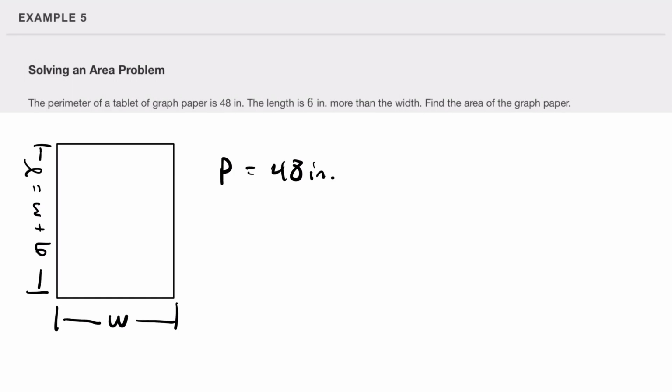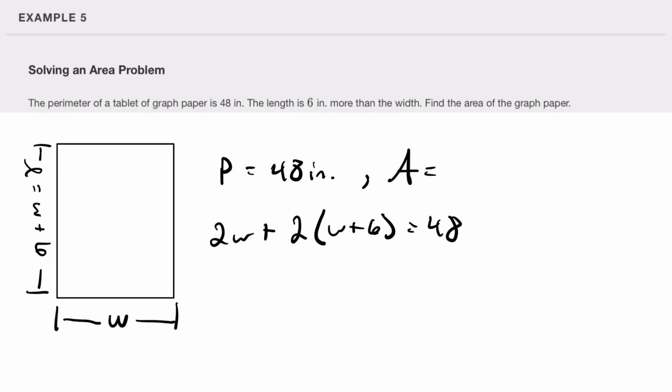So the perimeter is 2L plus 2W. So 2W plus 2 times (W plus 6) equals 48. Find the area of the graph paper. The area of this shape is going to be length times width, and we'll find that momentarily. We can solve similar to how we did the last one.